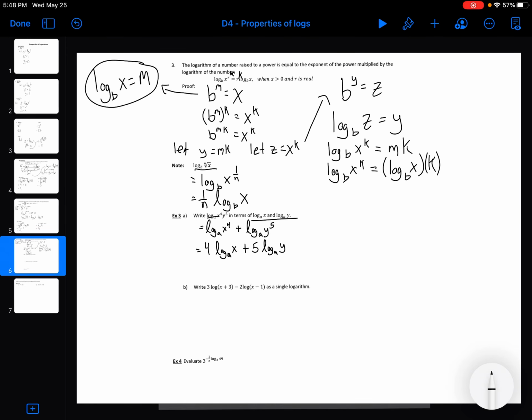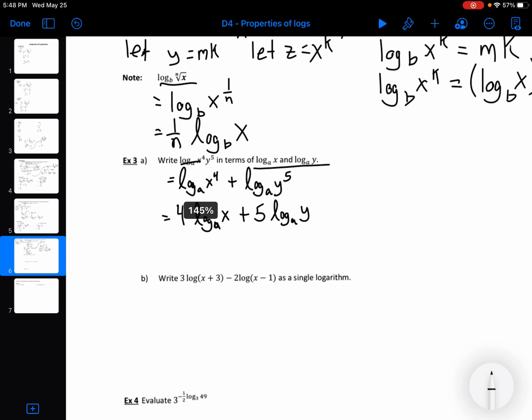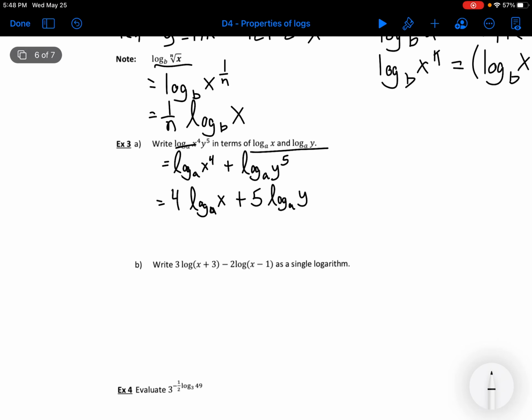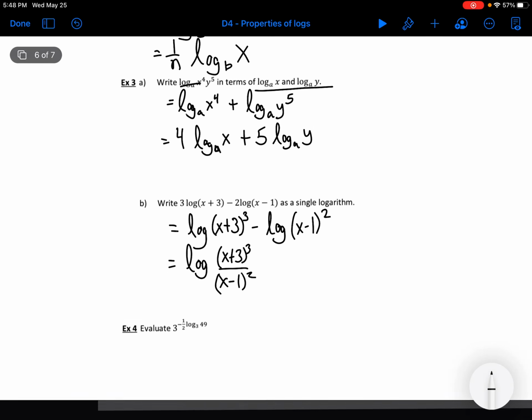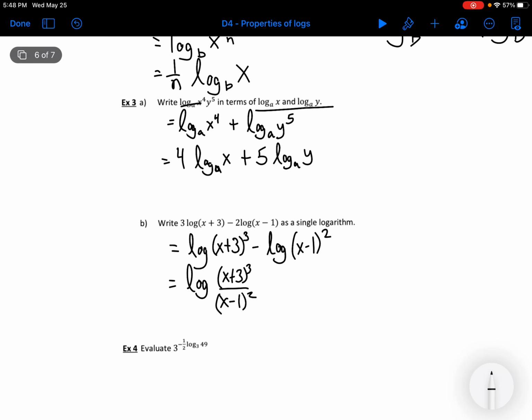If I was doing this next one, it says write it as a single logarithm. So we want to bring everything together. Again, first step, we're just doing the opposite of what we just did. So we're going to have log, and if there's no base, remember it's going to be base 10. All I'm doing is bringing the exponents up, and then division, so it's going to be x plus 3 to the 3 over x minus 1 to the 2.